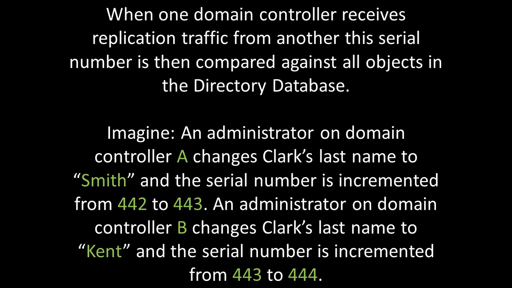When one domain controller receives replication traffic from another, the serial number is then compared against all objects in the directory database. Imagine, an administrator on domain controller A changes Clark's last name to Smith, and the serial number is incremented from 442 to 443. An administrator on domain controller B changes Clark's last name to Kent, and the serial number is incremented from 443 to 444.